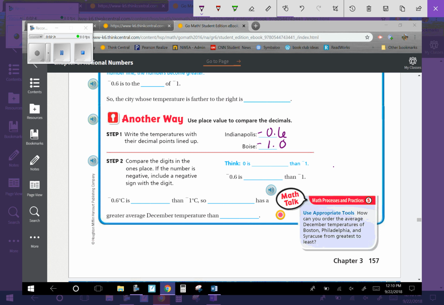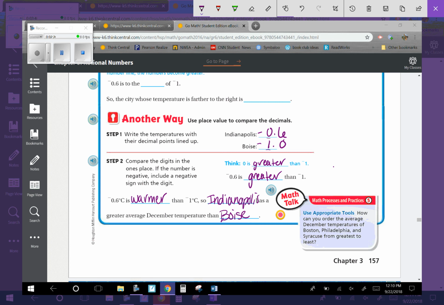So think, 0 is greater than -1. So -0.6 is greater than -1. So here we look at just the ones value. 0 is greater than -1. So that would make that one a larger number. So step 2 would be to compare the digits in the ones place, including the negative sign with the digit, so that we already did that. So -6/10 is warmer than -1, so Indianapolis has a greater average December temperature than Boise.